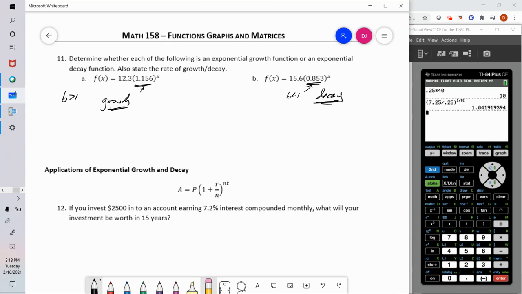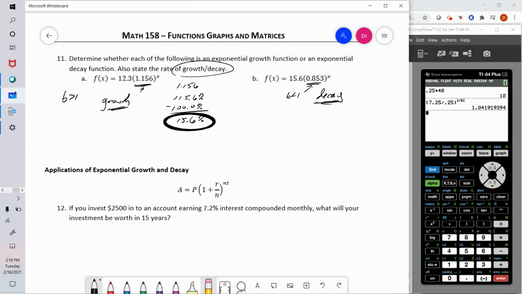What's a little bit more involved is finding the rate of growth or the rate of decay. Now in part A, 1.156, we can think of that as 115.6. So we're going to subtract 100. That's a growth rate of about 15.6% per year. Wouldn't that be nice if your investment increased 15.6% per year?